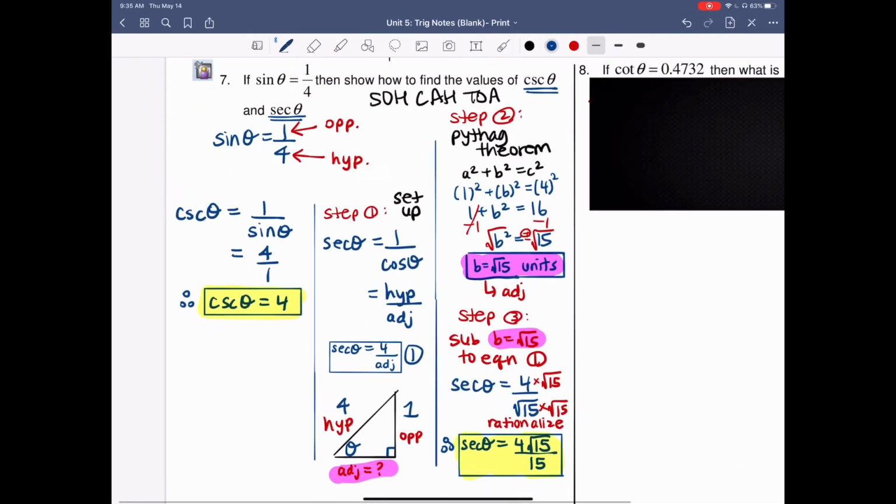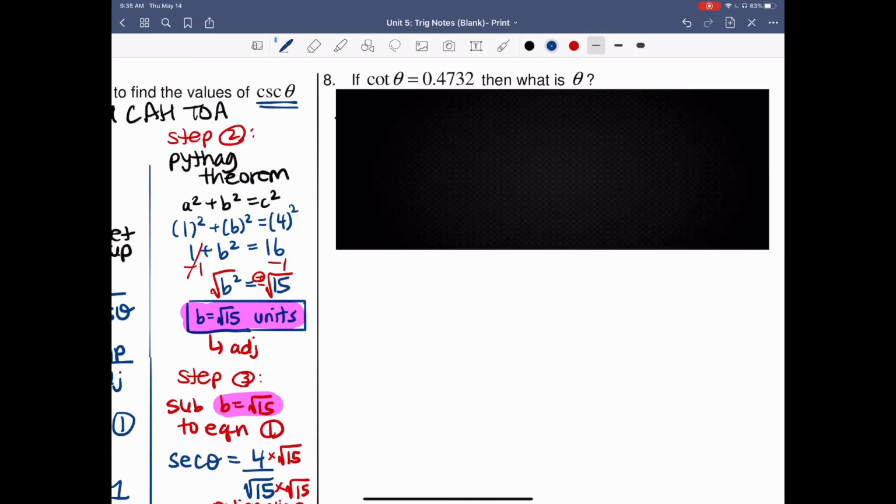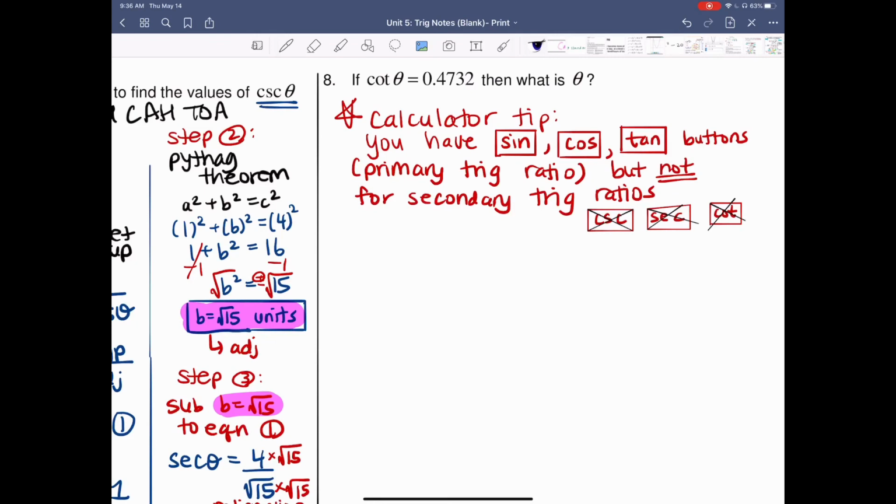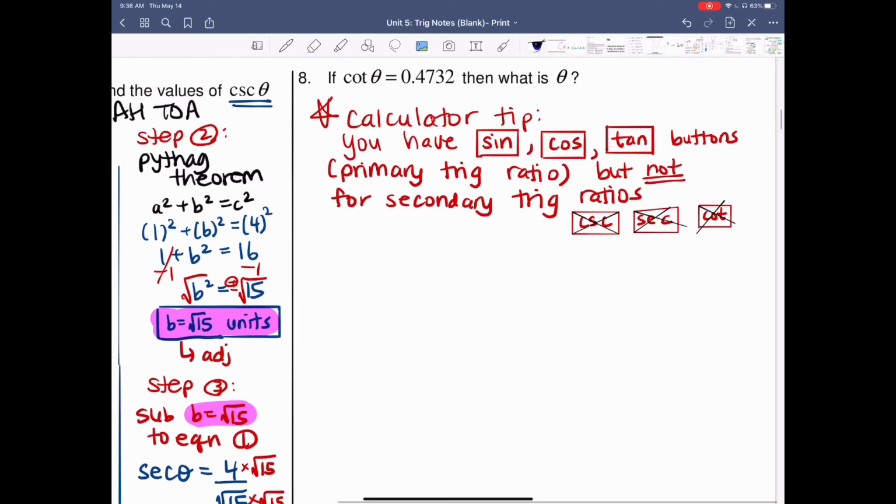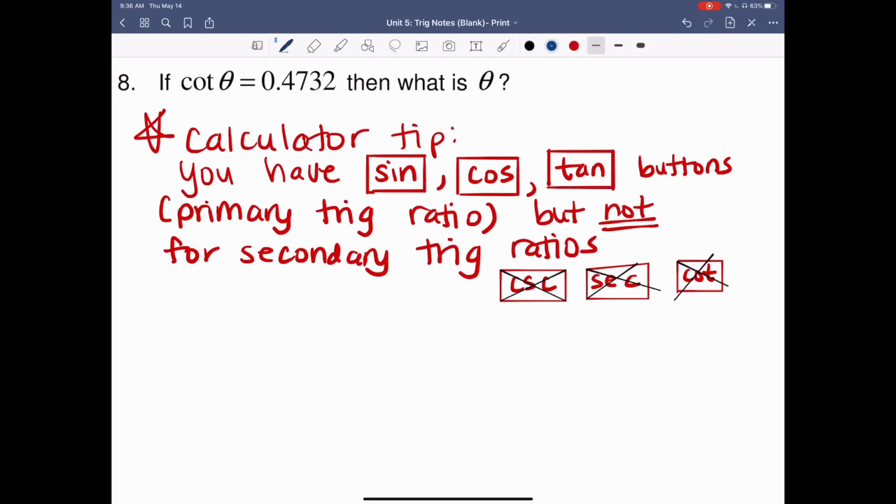Question 8. Okay, I have: if cotangent theta is equal to 0.4732, then what is theta? Okay, there's a calculator tip. The calculator tip is you have sine, cos, and tan buttons. It's the primary trig ratios, but you do not have it for the secondary trig ratios: cosecant, secant, cotangent theta. Well, primarily because the secondary trig ratios are the reciprocals of the sine, the cos, and the tangent, right? And so why waste space on the calculator and create buttons that mean the same thing? And so algebraically, you need to know how to convert from one thing to another.